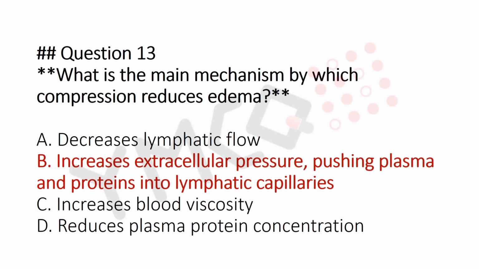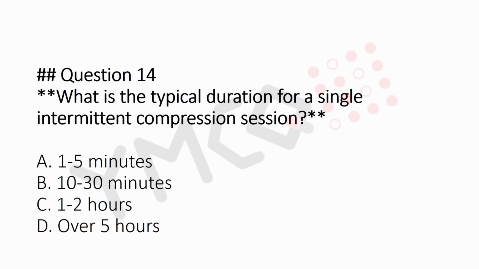Now let's move to question number 14. What is the typical duration for a single intermittent compression session? Option A, 1 to 5 minutes. Option B, 10 to 30 minutes. Option C, 1 to 2 hours. Option D, over 5 hours. And the answer is option B, 10 to 30 minutes.